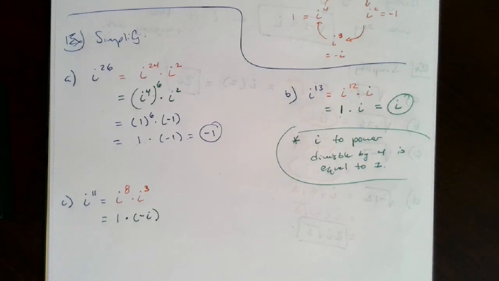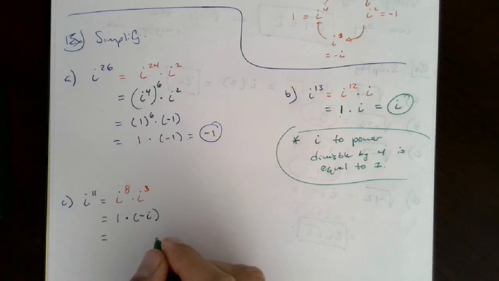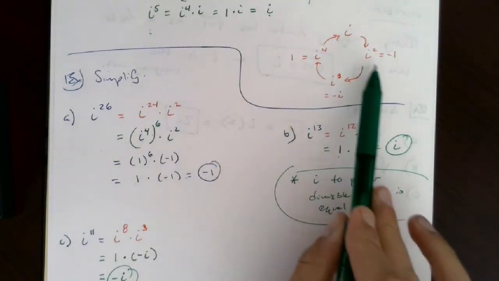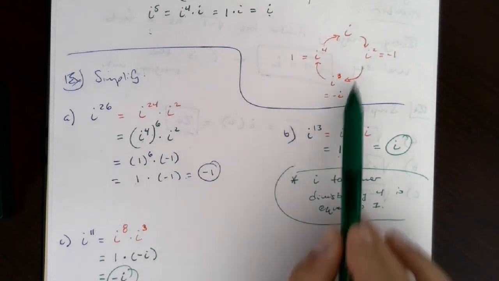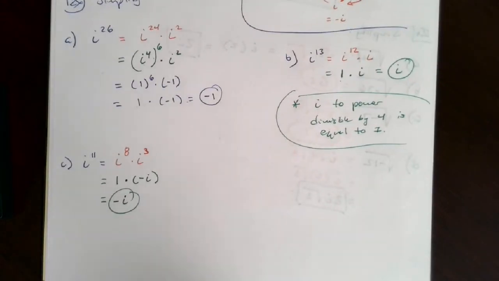So at the end of this, i's should all be to the 1st power with either a positive or negative in front, or the i's are going to reduce down to a 1 or a negative 1. So you have 1 times negative i, and 1 times negative i is negative i. As long as you can remember the basic substitutions for i squared, i to the third, and i to the fourth, you can really simplify everything back down to i. In this case, negative i.